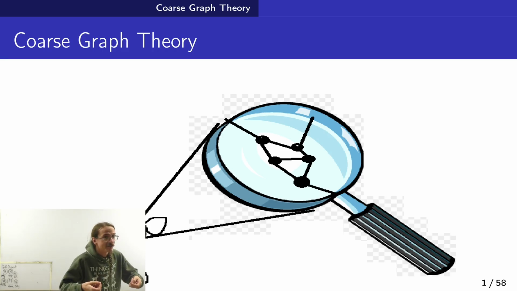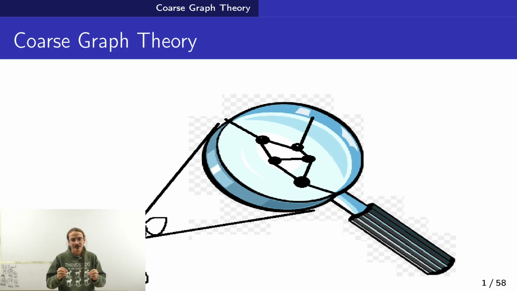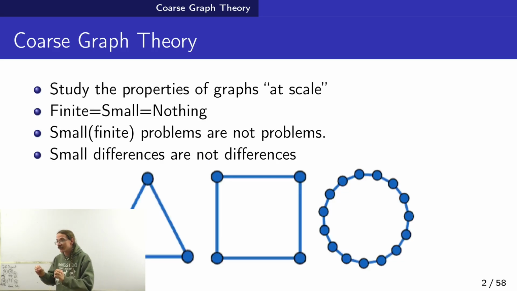That is the last we'll ever see of the magnifying glass, because generally the motto of coarse graph theory is don't sweat the small stuff, and it's all small stuff unless it's not. And when it's not, it's big, like really big. Okay, but we're going to start very, very basic. I'm getting ahead of myself.